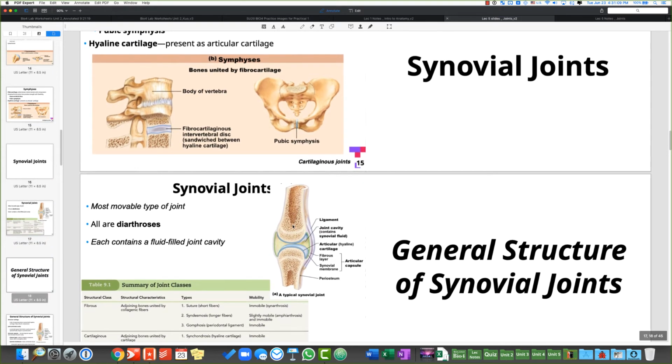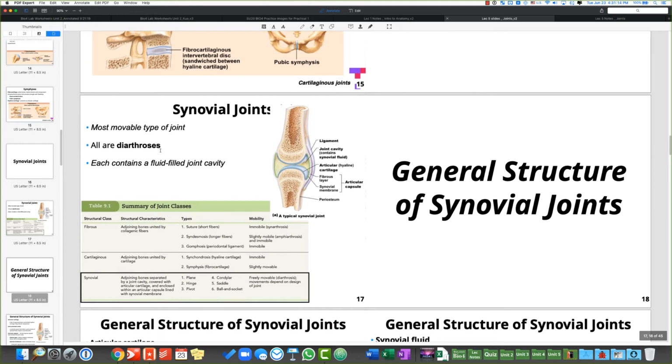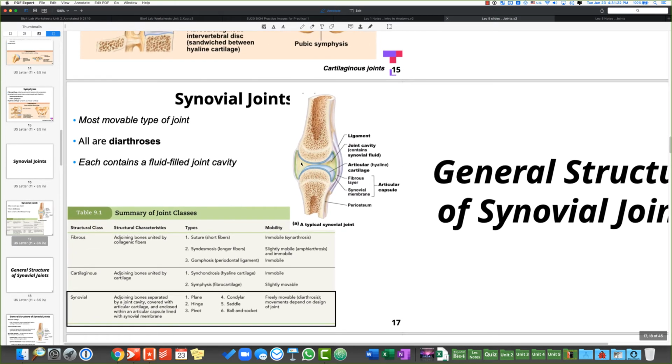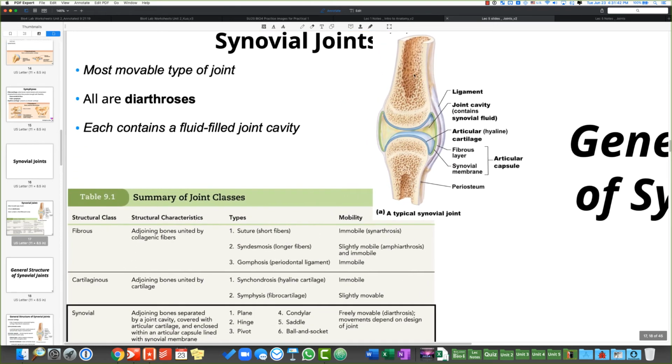Now, synovial joints are the most movable type of joint. They're all diarthrotic. These are the ones that allow you to wave your arm, to kick someone, to freely move like a normal human being. So, most movable type of joint. They're also characterized by a joint cavity that's filled with synovial fluid. So I want you to learn the structural anatomy of a typical synovial joint.